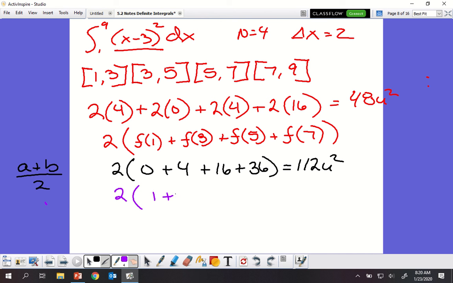Now we're doing the next one. So for my next interval, 3 plus 5 is 8, divided by 2 is 4, and I'm plugging in 4 now. So 4 minus 3 is 1, 1 squared is 1, right? There we go. My next interval, 5 plus 7 is 12, divided by 2 is 6, and let's plug in 6. So it's going to be 6 minus 3 is 3. 3 squared is 9.